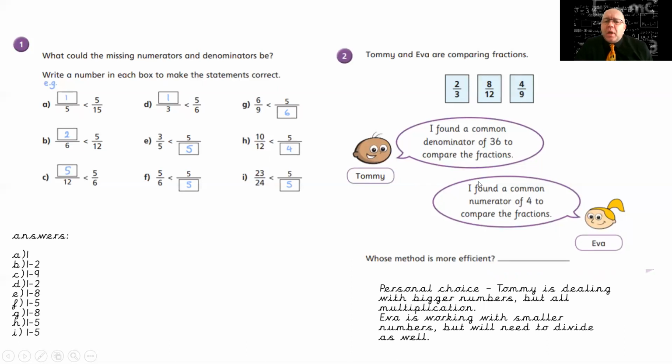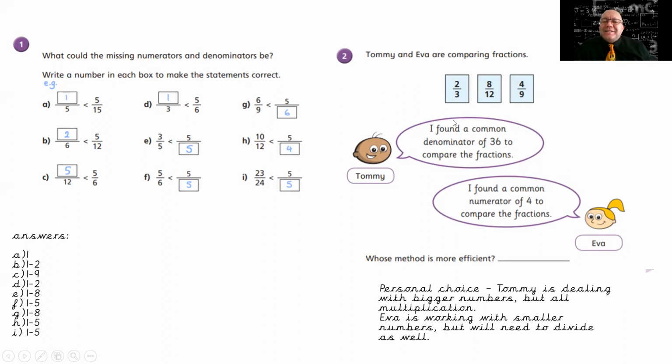So that's one option. Whereas Eva, she's found a common numerator of 4 to compare them. So she's going to say 4 over 4 over 6. She's going to say, actually, I've just realized what Eva's done. Eva's made a mistake, hasn't she? So even my answer there is incorrect. I apologize. I've just realized what Eva's done. No, I've not. Sorry, I'm getting confused with numerators and denominators.